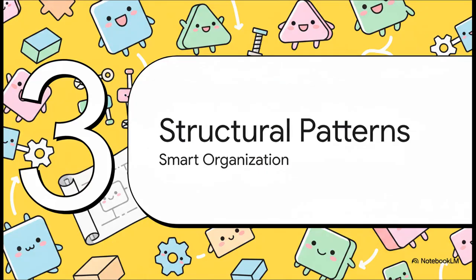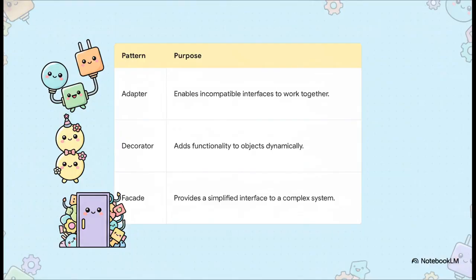All right, next up, our second category, structural patterns. Now, these patterns are all about smart organization, how we can put different objects and classes together to form bigger, more powerful structures. So let's check out a few key ones. The adapter pattern is incredible. It's basically a translator that lets two incompatible parts of your code talk to each other. The decorator pattern is super cool because it lets you add new features to an object on the fly without ever touching its original code. And then there's the facade, which is like putting a simple, clean front door on a really complex building, giving you an easy way in.